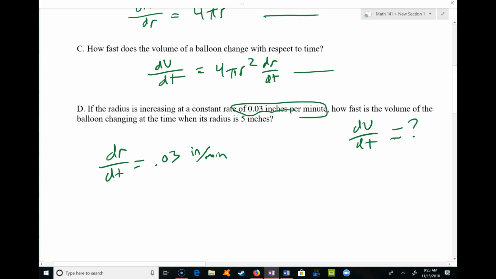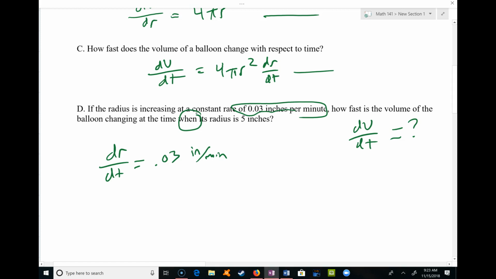Okay, let's keep on. And it says, now when. This is a really important word in these problems. You see that word there, when? Why is that important? Is the radius always 5 inches? No. The radius is changing, right? So the radius isn't always 5 inches.